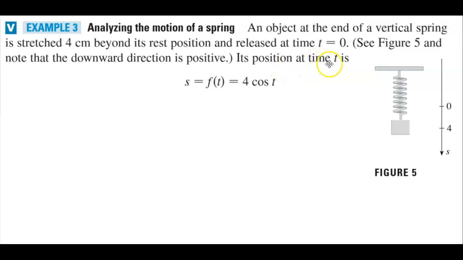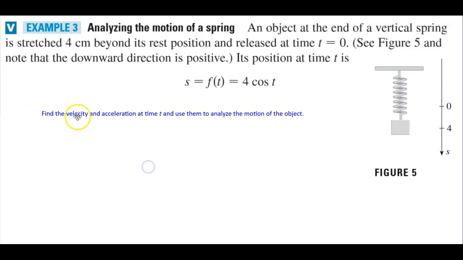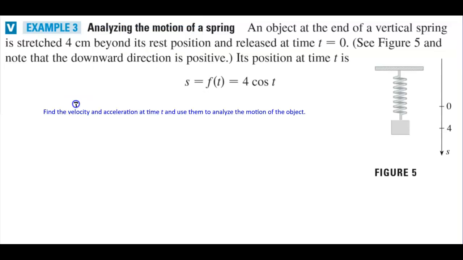Its position at time t is s, which is equal to f of t, which is equal to 4 times the cosine of t. So since we know that this is the position function, what we want to do is find the velocity and the acceleration. So again, we're going to find the velocity and acceleration at time t and use them to analyze the motion of the object. First we'll find the velocity, and then the acceleration.